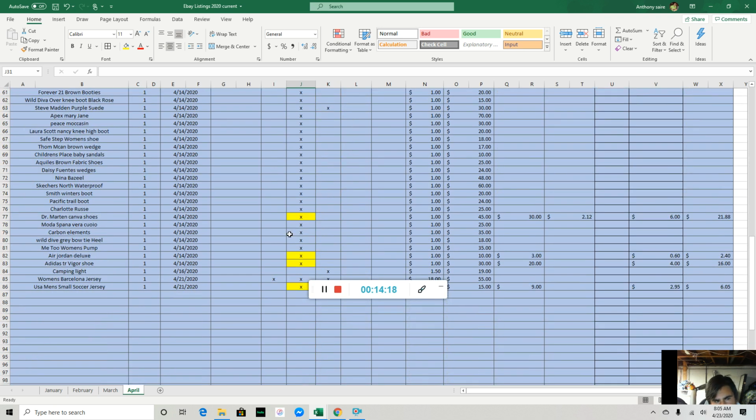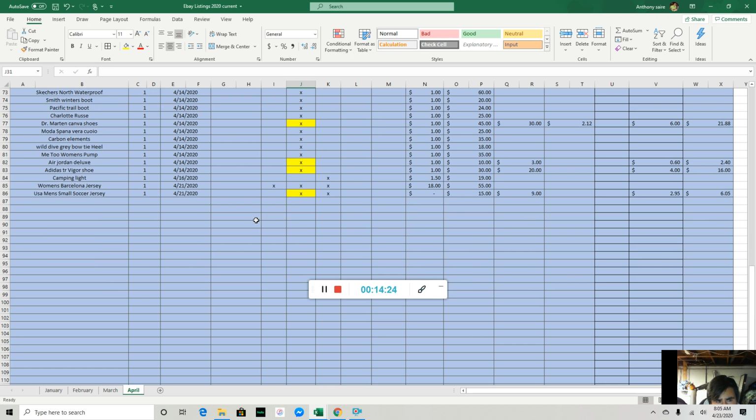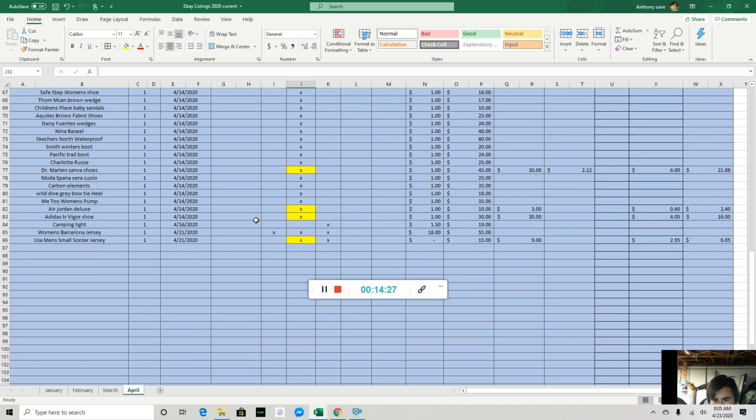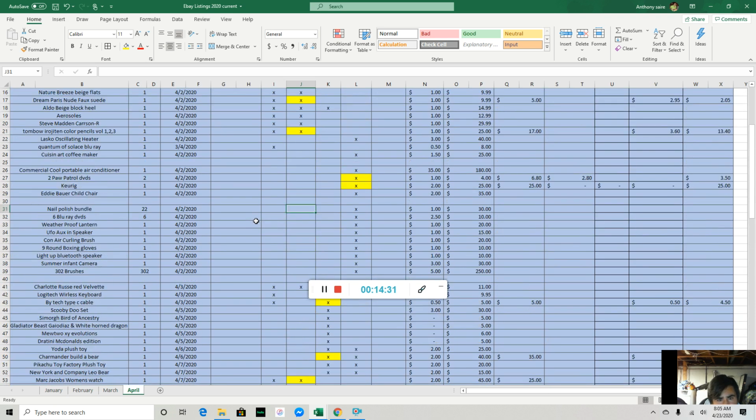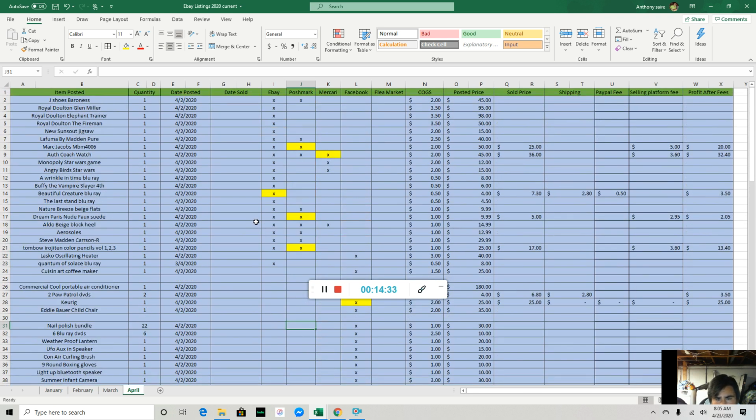So generally, this is how I track my inventory. Of course, it'll change and update as I go along and improve the business and get better at it. It'll improve. Or if you find a way to improve it for yourself, like I said, download it and go for it.